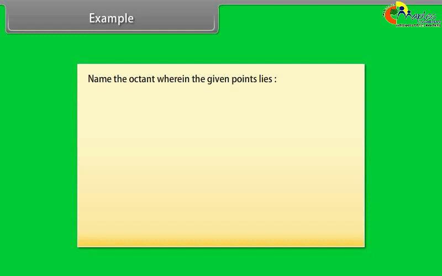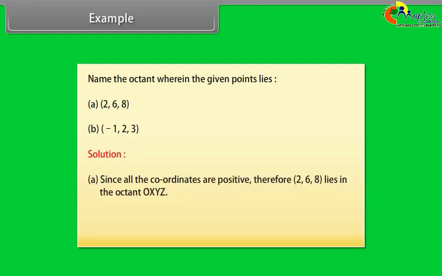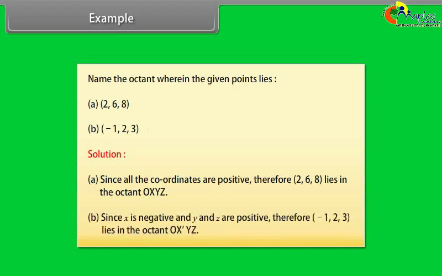Example: name the octant where the given points lie. (2, 6, 8) and (-1, 2, 3). Solution: since all the coordinates are positive, therefore (2, 6, 8) lies in the octant OXYZ. Since x is negative and y and z are positive, therefore (-1, 2, 3) lies in the octant OX'YZ.